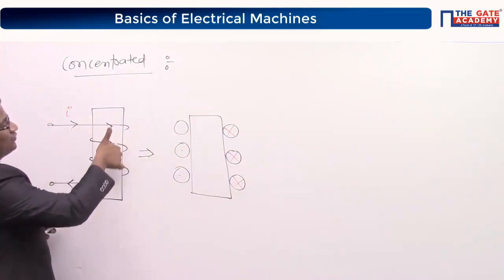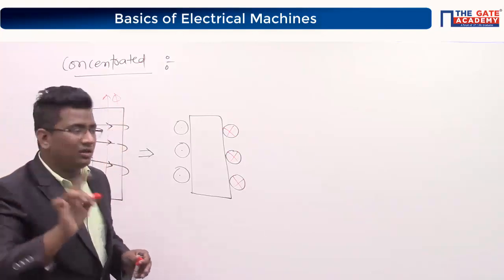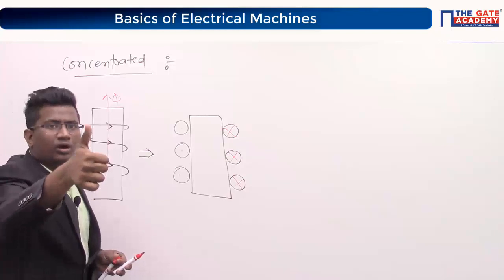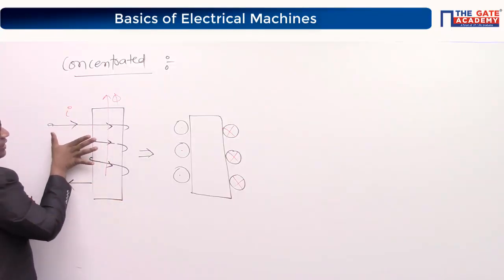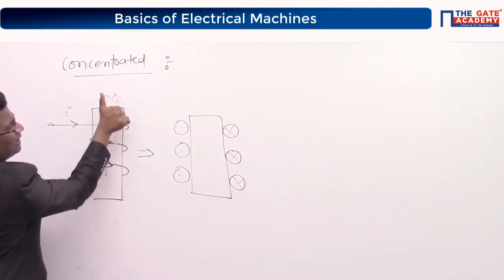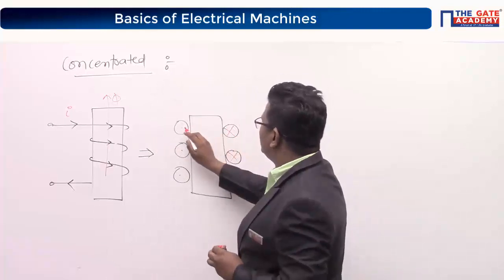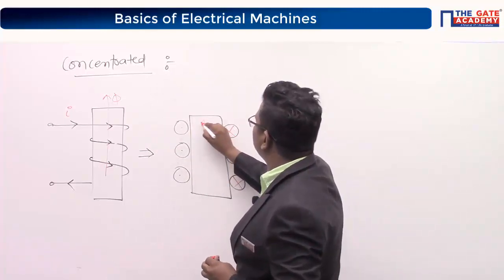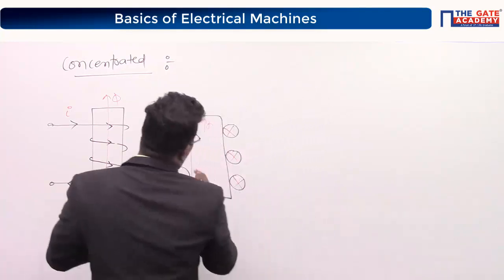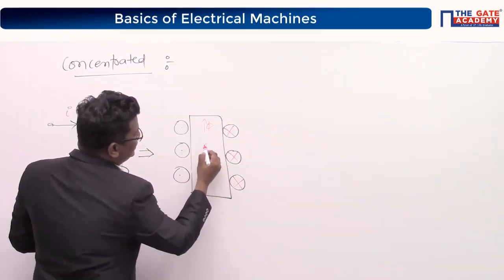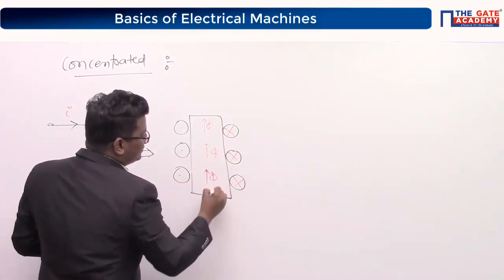Current is flowing like this. Flux is coming like this, correct? According to the right hand thumb rule or right hand cork screw rule, if current is flowing like this, then the flux will come like this. Tell me how many turns we have? 3 turns. This turn is producing a flux, let us say phi. This turn is also producing flux in this direction, and this turn is also producing flux like this.